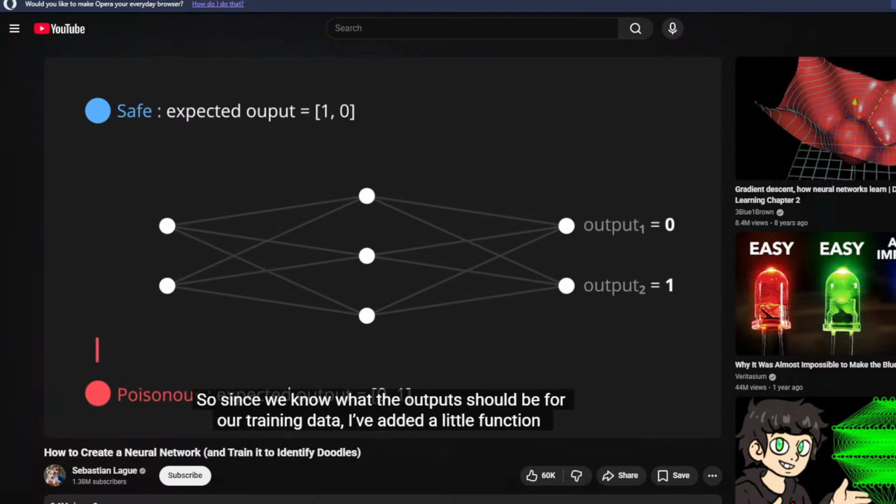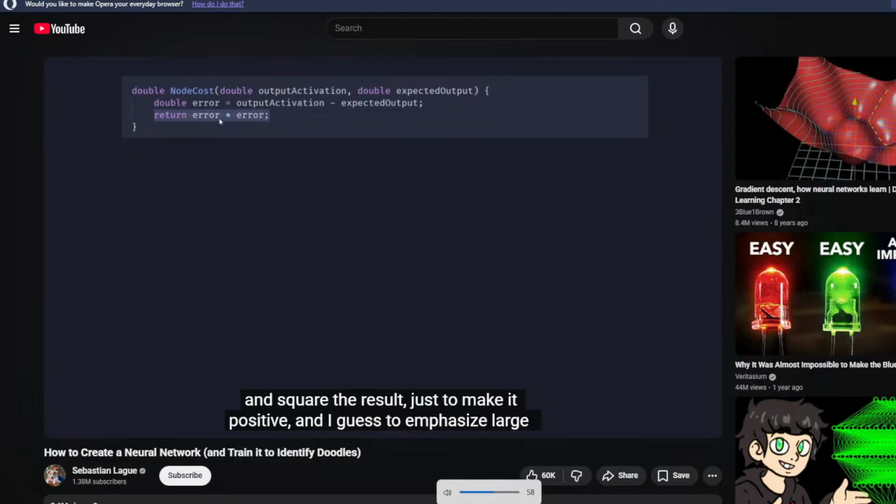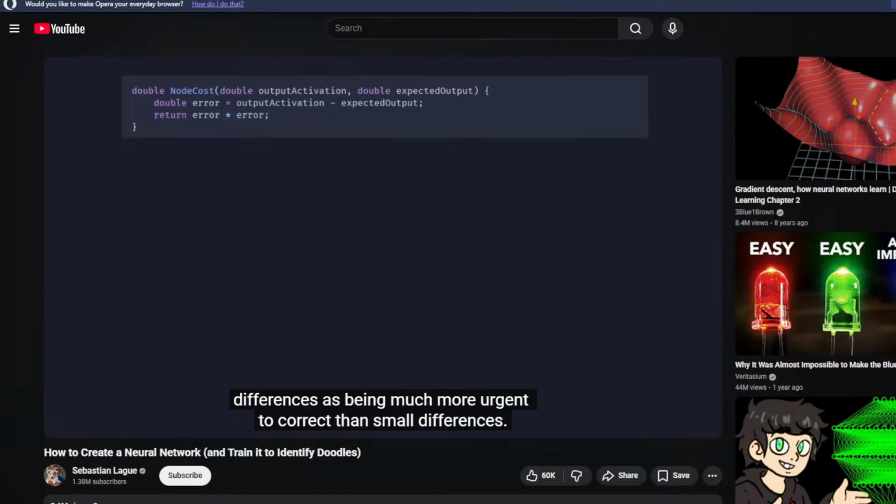For a poisonous fruit, that should be the other way around. So since we know what the outputs should be for our training data, I've added a little function to the layer script called the node cost, which takes in the output activation value of a single node along with the value we want it to be. All it does is calculate the difference between the two and square the result, just to make it positive and, I guess, to emphasize large differences as being much more urgent to correct than small differences.